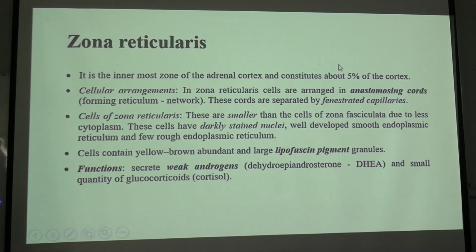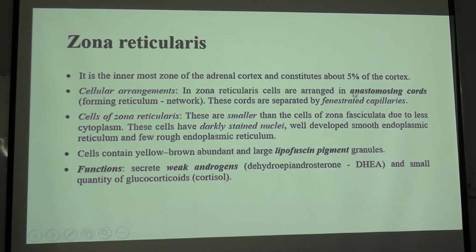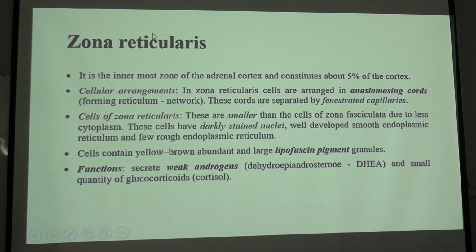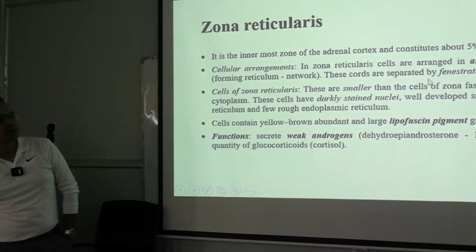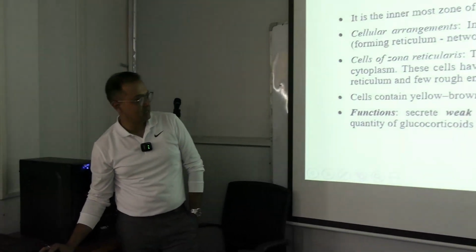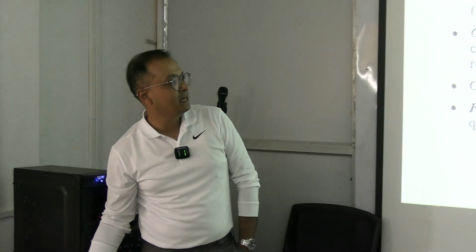Then we have the reticularis, which is the deepest and least thick of the superficial layers, contributing 5% of the cortical thickness. These cells have a reticular pattern, meaning a branching pattern, with anastomotic cords. That's why we call it reticularis. The cells in this region secrete sex steroids, or androgens.